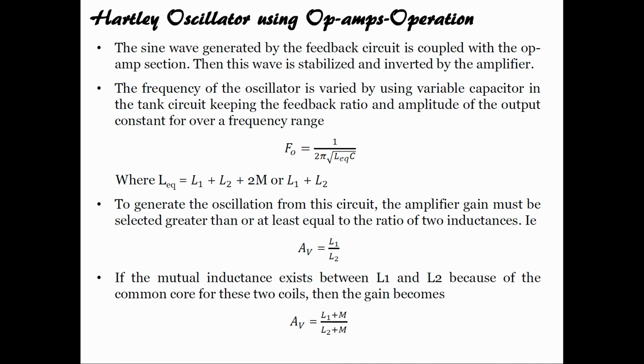To generate oscillation from this circuit, the amplifier gain must be greater than or at least equal to the ratio of the 2 inductances. That means the amplifier gain should be at least equal to L1 by L2, so it should be greater than or equal to the ratio of L1 and L2. If there is a mutual inductance between L1 and L2 because of the common core, then the gain becomes L1 plus M by L2 plus M.